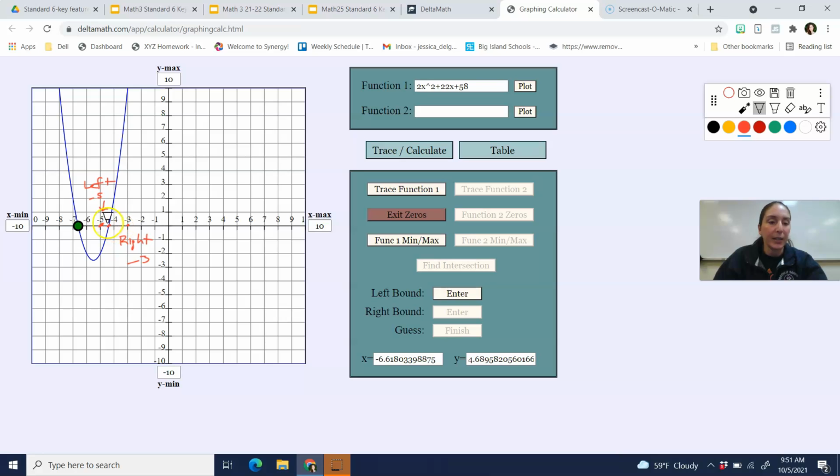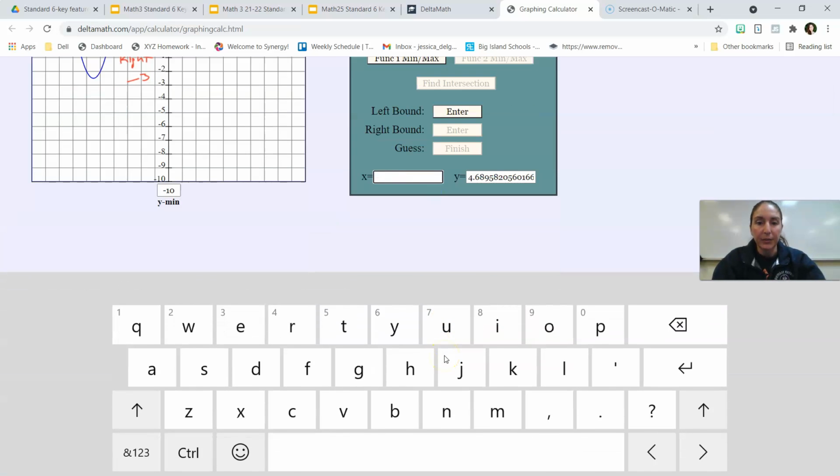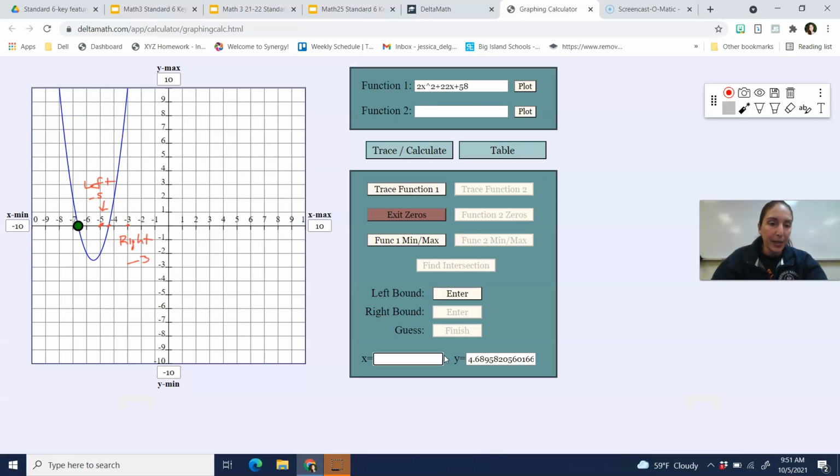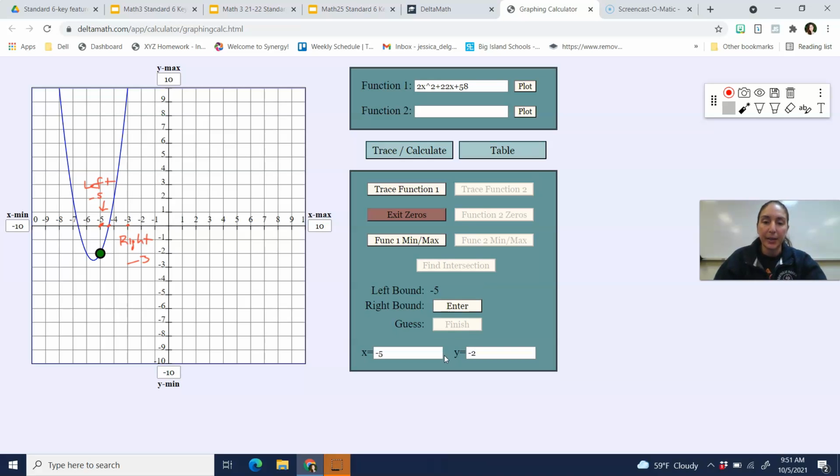And to the right, I'm going to pick -3. So again, just pick a nice x value to the left and pick a nice x value to the right. So the left bound is not going to be all of this. Left bound is -5. Hit enter. Remember, we only care about x.